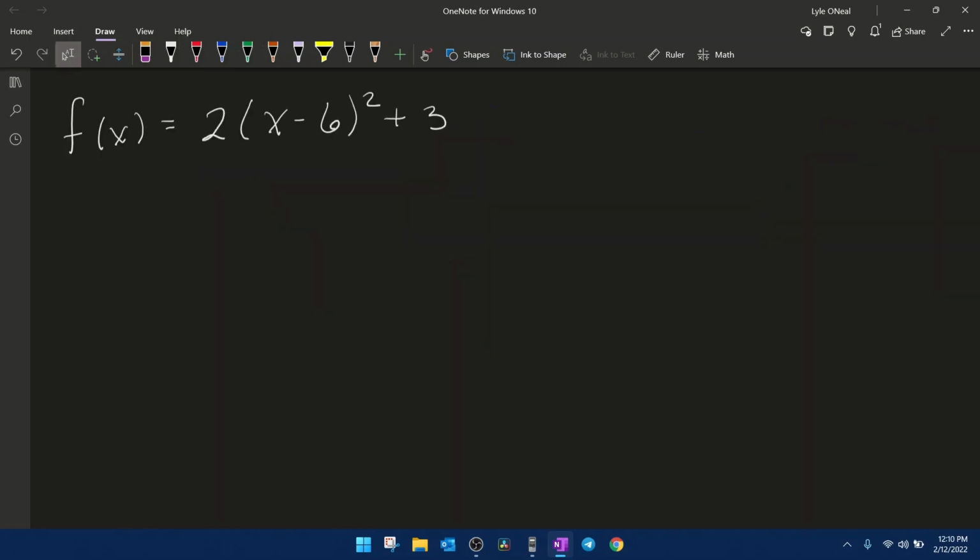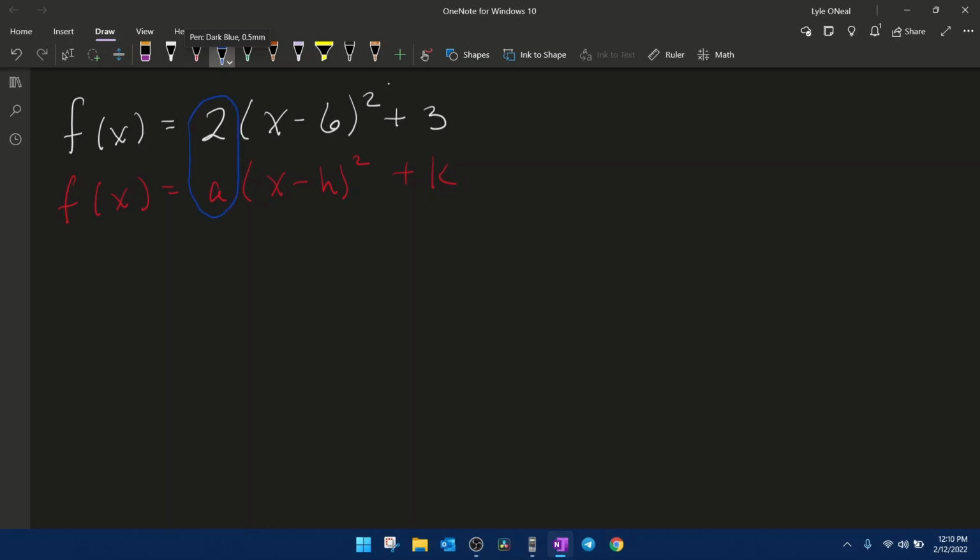Now, for our first example, to illustrate the properties of a quadratic function in action, we're given f of x equals 2 times the quantity x minus 6 squared plus 3. And we're going to run through everything you need to know about this particular form of the quadratic. So what I want you to notice first is that this is in vertex form. f of x equals a times (x minus h) squared plus k. And the first thing we want to do is go through and identify the values of a, h, and k.